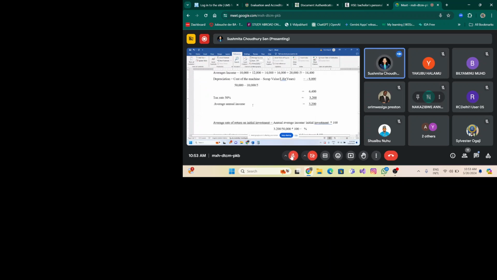Now after getting your average annual investment, if you put it into the formula, then it is going to be 30,000 by 50,000 into 100. The answer will be in the form of percentage. So these are the two formulas you may be asked, so you must know this. This is all about accounting rate of return, that is the third method. I hope I am clear.